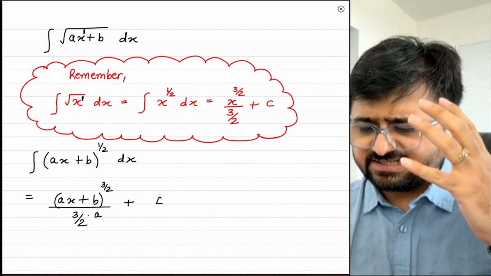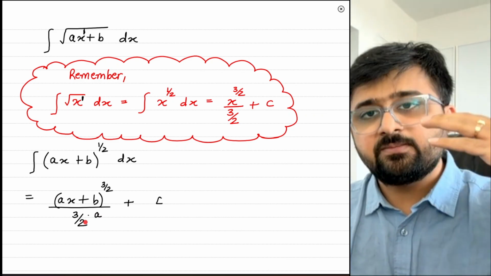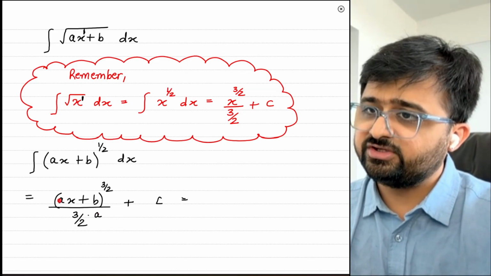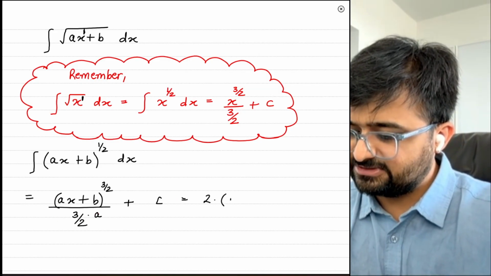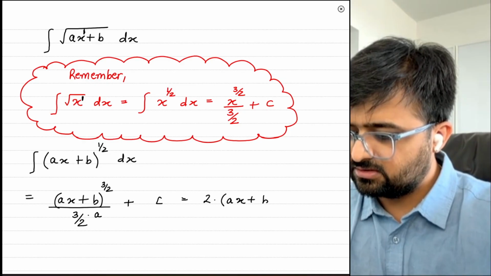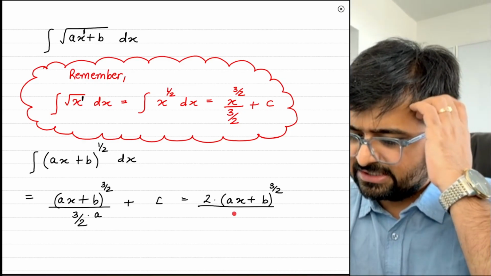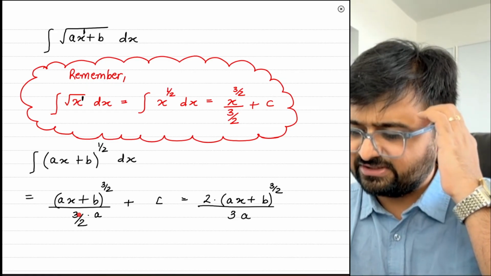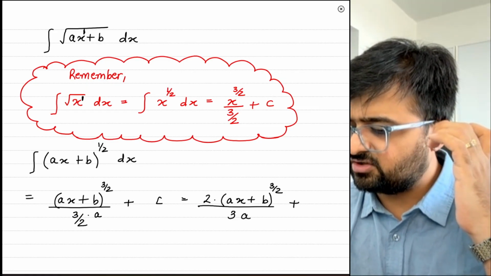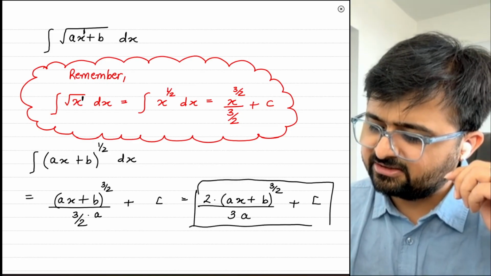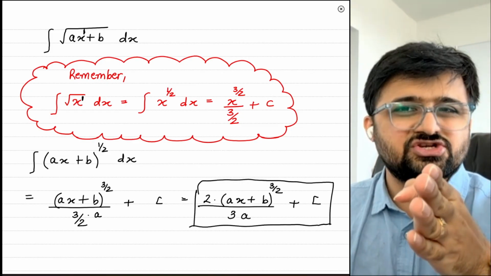So we can clean this up a little bit because that 2 is in denominator, it can go in the numerator. Okay, so we can just take that 2 in the numerator. So that's 2 times ax plus b to the power 3 by 2 divide by that 3a. Okay, so we have that 3 and we have a plus the constant of integration c, and this is nothing but your final result. Wasn't it the cleanest solution that you have ever seen?